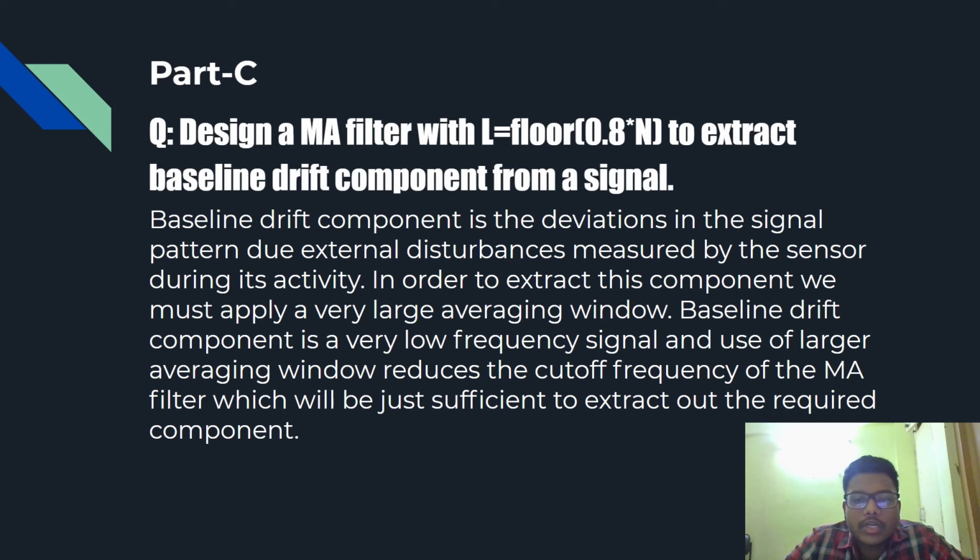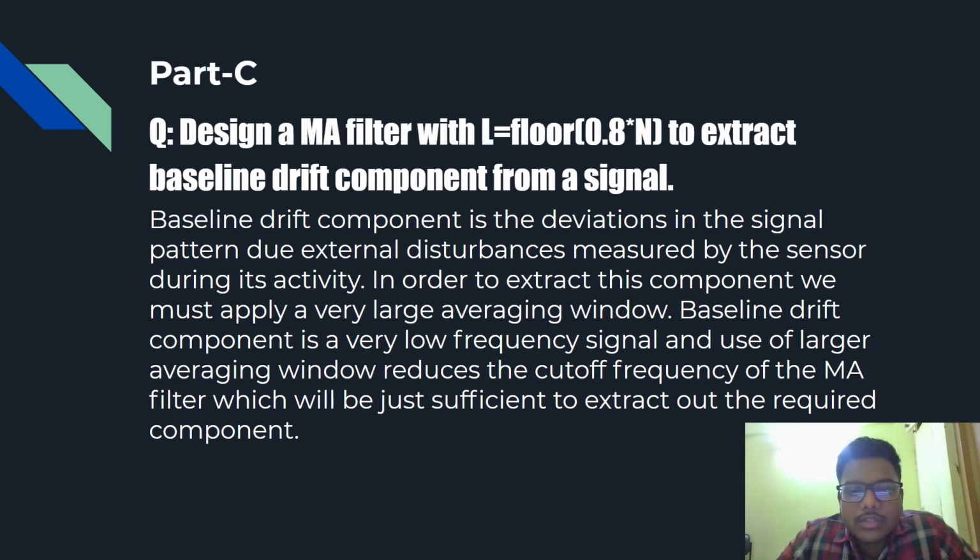Baseline drift component is the deviation in the signal pattern due to external disturbances measured by the sensor during its activity. In order to extract this component, you must apply a very large averaging window. Baseline drift component is a very low frequency signal, and use of a large averaging window reduces the cutoff frequency of the moving average filter, which will be just sufficient to extract the required component.